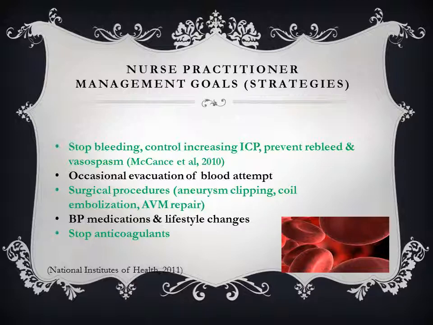Now, nurse practitioner management goals and strategies for hemorrhagic stroke. The primary goal in an intracranial bleed is to focus on stopping the bleeding, controlling the increased intracranial pressure, and prevention of a rebleed and vasospasm. Occasionally, an evacuation or aspiration of the blood is attempted. Other surgical procedures are necessary, maybe an aneurysm clipping, coil embolization, and arteriovenous malformation repair.